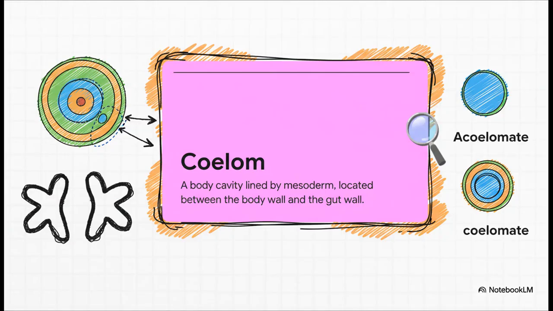And speaking of that all-important middle layer, the mesoderm, it makes another cool feature possible, an internal body cavity, also known as a coelom. This is the last big question in our blueprint. Now, this isn't just wasted space. It's a fluid-filled cavity that gives your organs room to grow and move around. It cushions them from shocks, and it can even act like a simple skeleton.